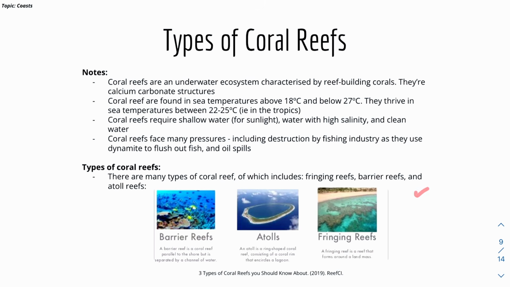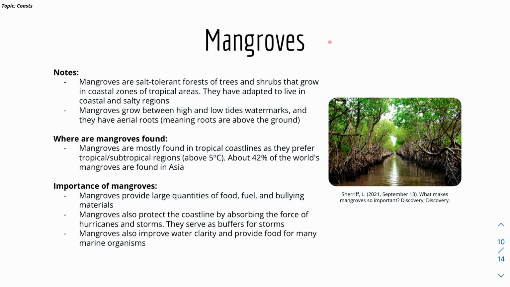So here we have the three main types of coral reefs that we'll look into in this syllabus. So this includes fringing reefs, barrier reefs, and atoll reefs right here. And then we will move on to mangroves.